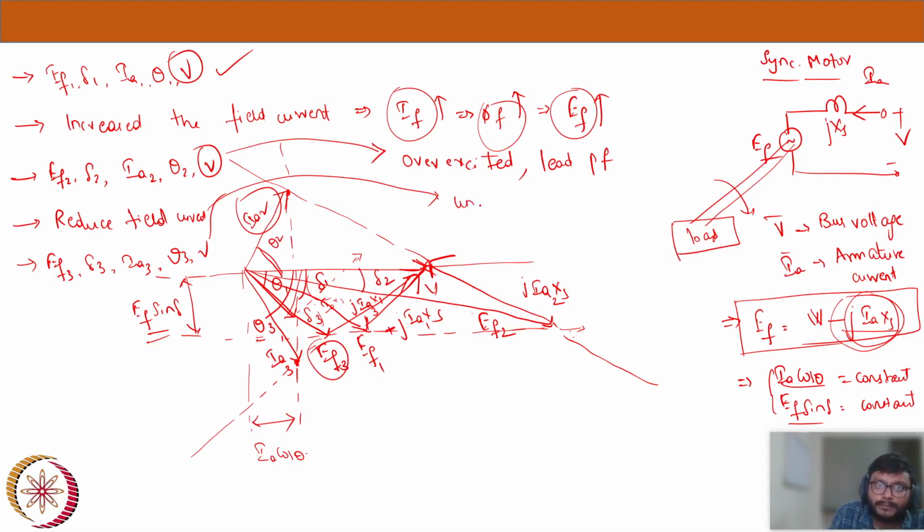Now it is an under-excited condition. So what is the power factor? Theta 3 is lagging V, so it is a lagging power factor. So the starting condition also, we have started with a lagging condition only. EF1, if you see, EF1 here is also under-excited.